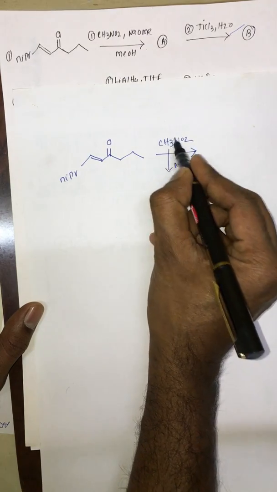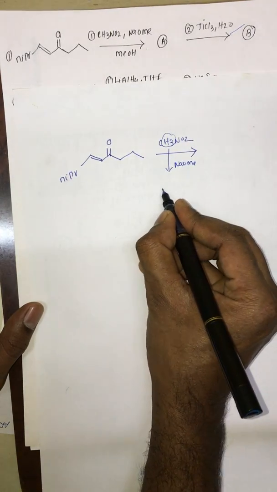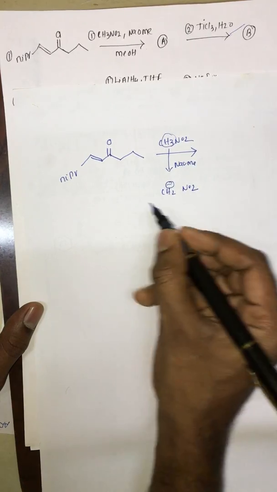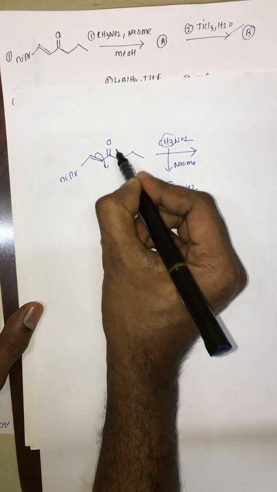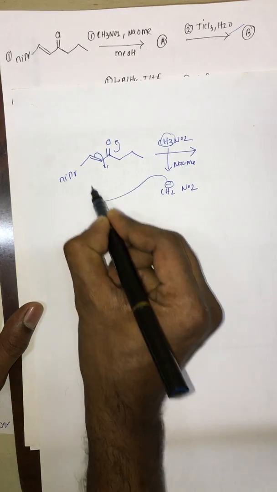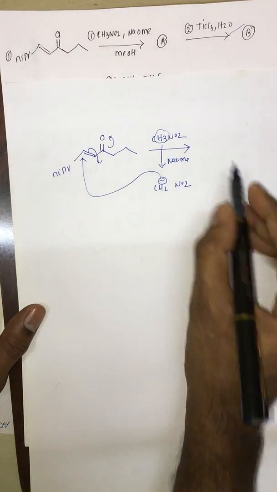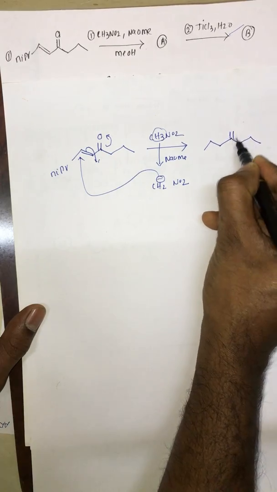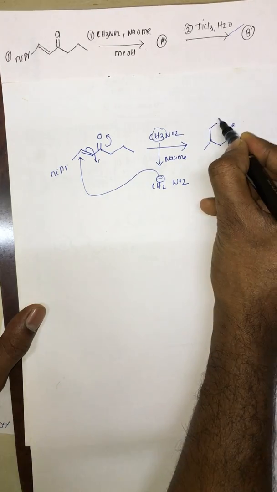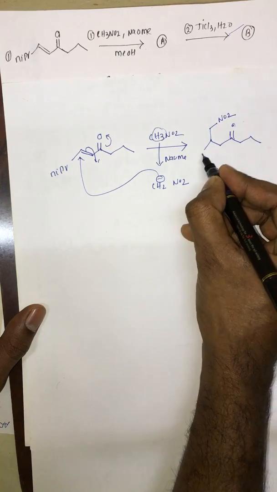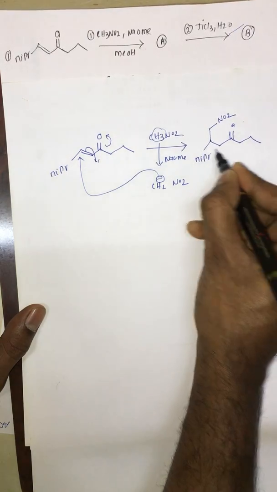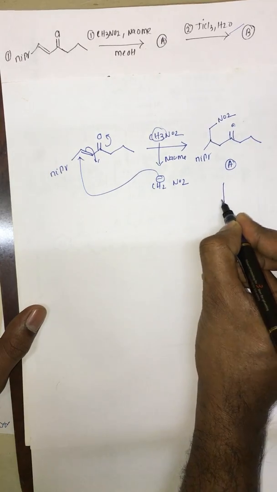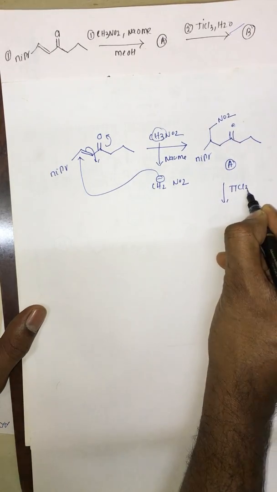That base abstracts hydrogen from this methyl group, so we'll get a CH2 minus NO2. Now the delocalization will be this way. Now this CH2 goes and attacks this carbon. So finally here we'll get this product. So this is product A, and next we have titanium chloride in the presence of H2O.